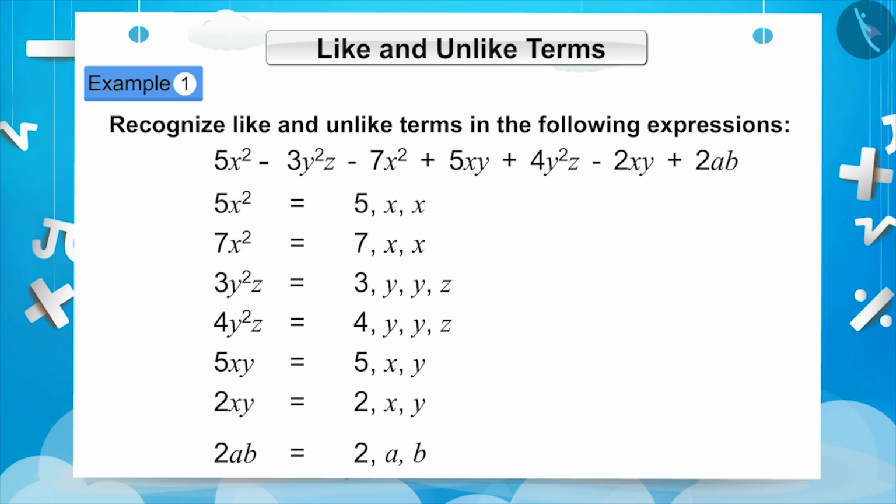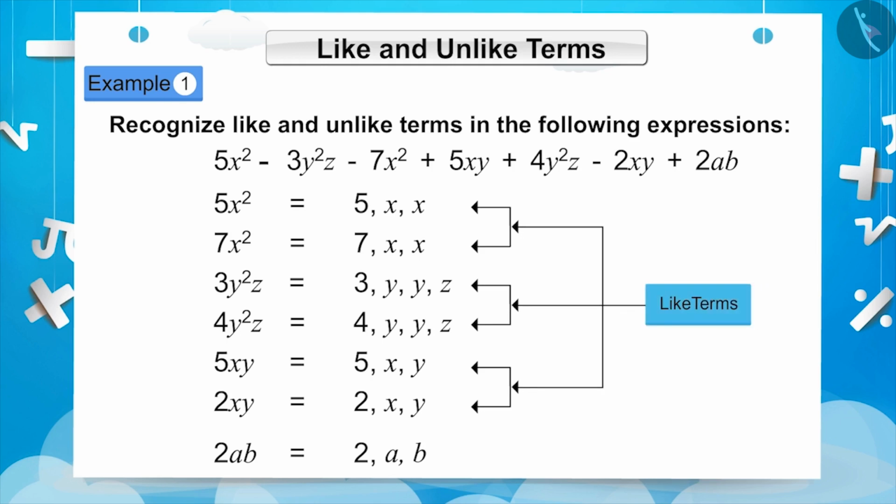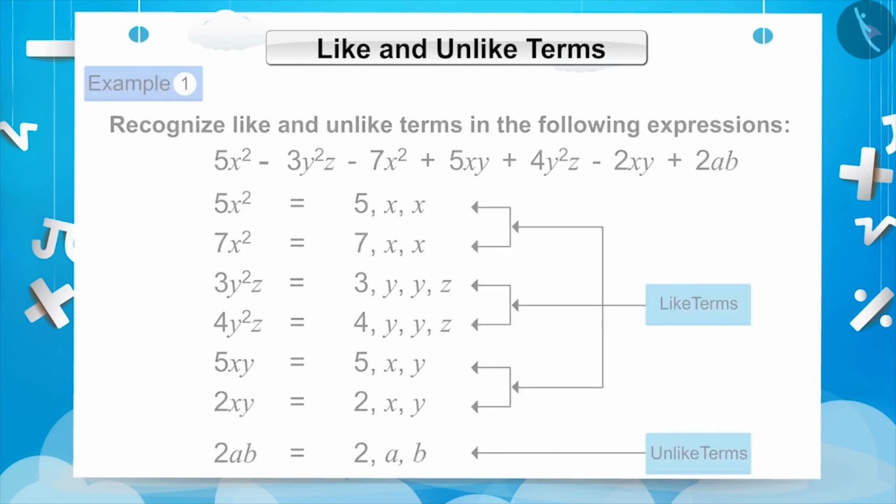So you can see that the algebraic factors of 5x square and 7x square are x, x, and the algebraic factors of 3y square z and 4y square z are y, y, z. And the algebraic factors of 5xy and 2xy are x, y. Because they are all similar, they are called like terms. The algebraic factors of 2ab are a, b. Since these factors are different, these terms are called unlike terms.